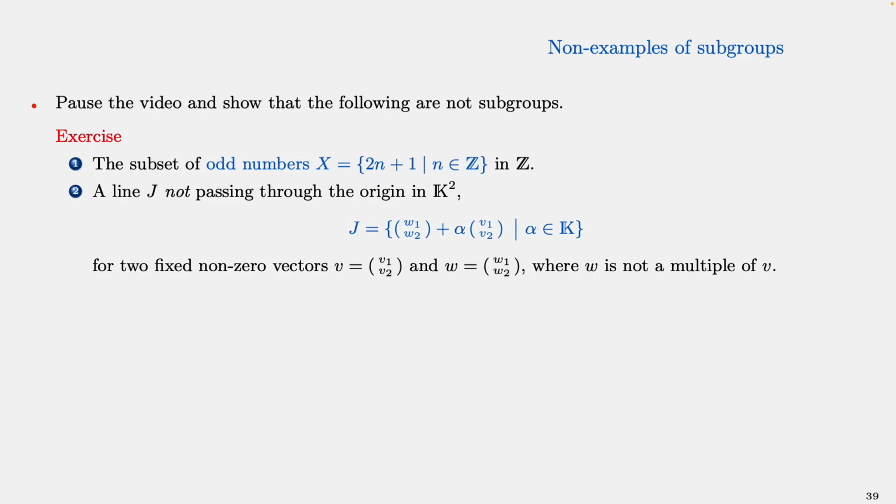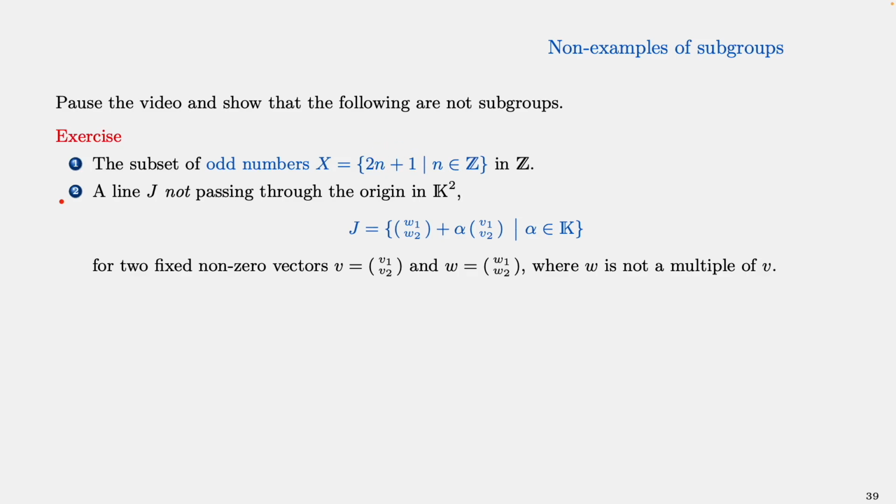Now you can study some non-examples of subgroups. So pause the video for a few minutes and prove that these two are not subgroups. First, look at the subset of odd numbers in the integers. I call this X, and the odd numbers are given by 2n plus 1, where n runs through all the integers. So you get an even number plus 1, which has to be odd, and the totality of those makes up the odd numbers.